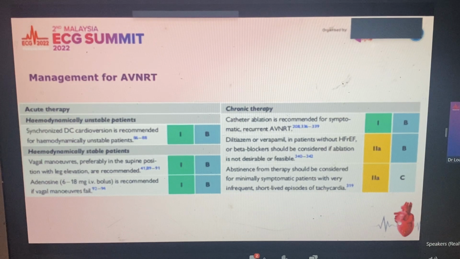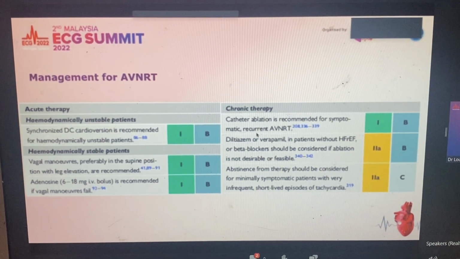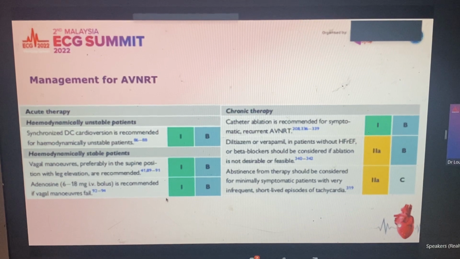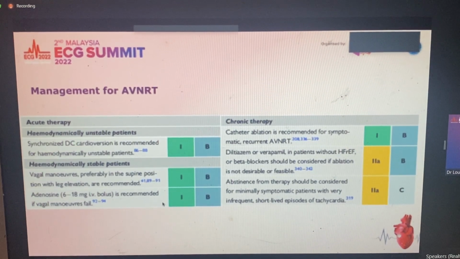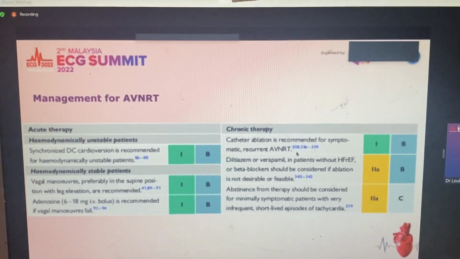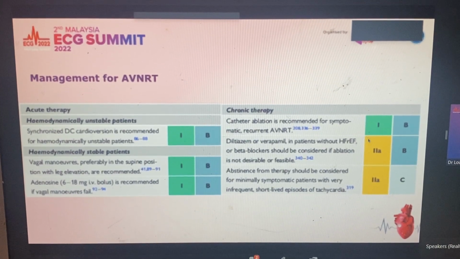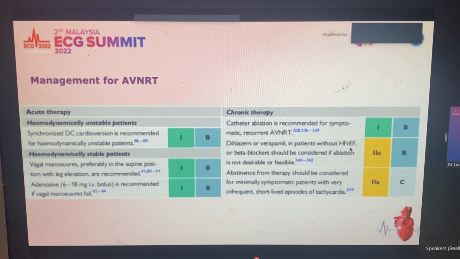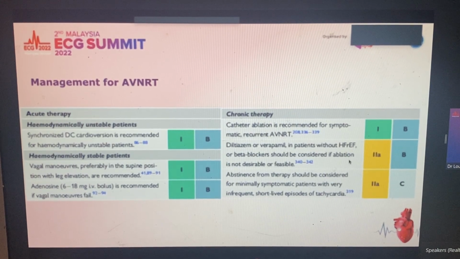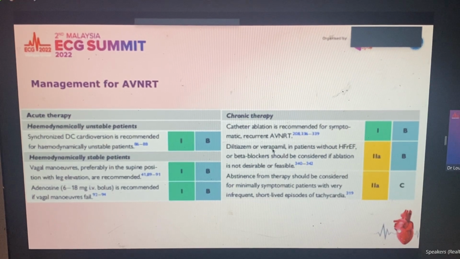And for management, I think the previous speaker has already mentioned the acute management for AVNRT. I'm just going to focus more on the chronic therapy. So if the patient has already been treated, let's say you have an SVT or AVNRT patient given adenosine and has recovered, but comes in with recurrent symptoms, one way is a class 1 indication for catheter ablation. However, if ablation is not desirable or not feasible in your center, you can put the patient on either a beta blocker or calcium channel blocker if the ejection fraction is normal.